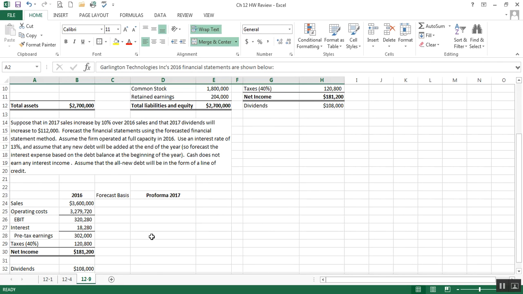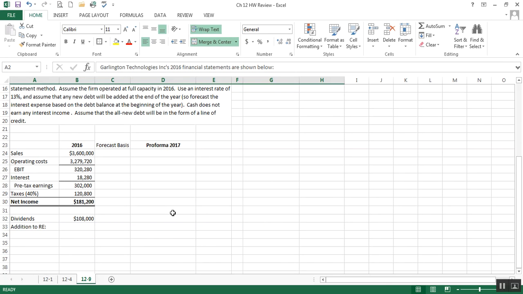Use an interest rate of 13% and assume that any new debt will be added at the end of the year. So we're going to forecast interest expense based on the debt balance at the beginning of the year. This again is an important distinction. Cash does not earn any interest income, and assume that all new debt will be in the form of a line of credit. So how do we do this?